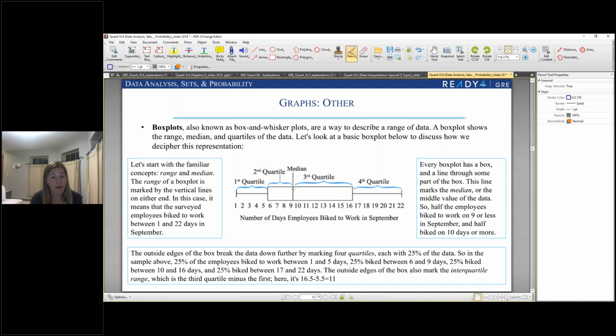So you can see here, if these were a number of days employees biked to work in September, there was everything from 1 day to 22 days that people biked. The median was about 9, and it looks like more people biked more than 9 than less than 9. Okay, so it was a little more popular than 9 days. If you had to guess, if you met somebody, you would guess that they biked more than 9 days, maybe.